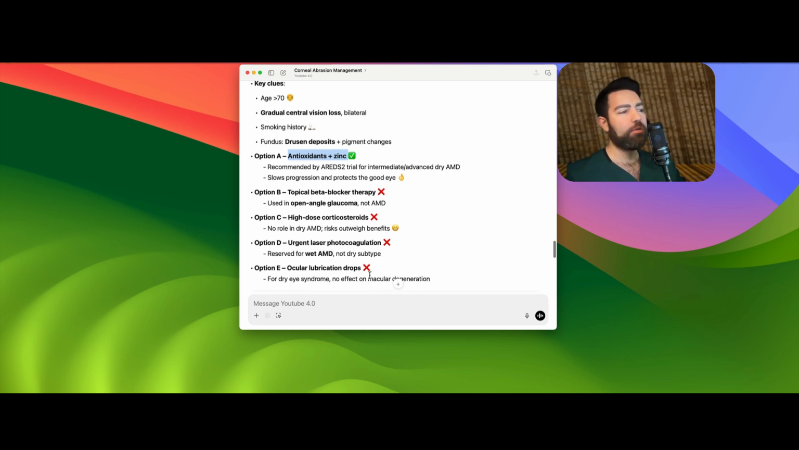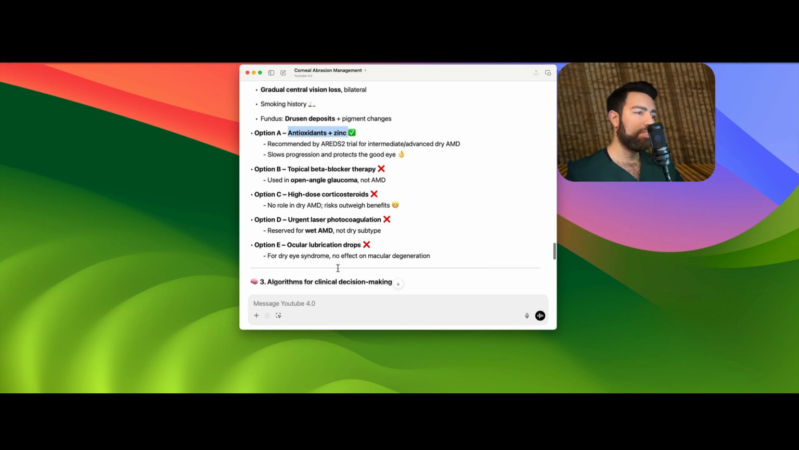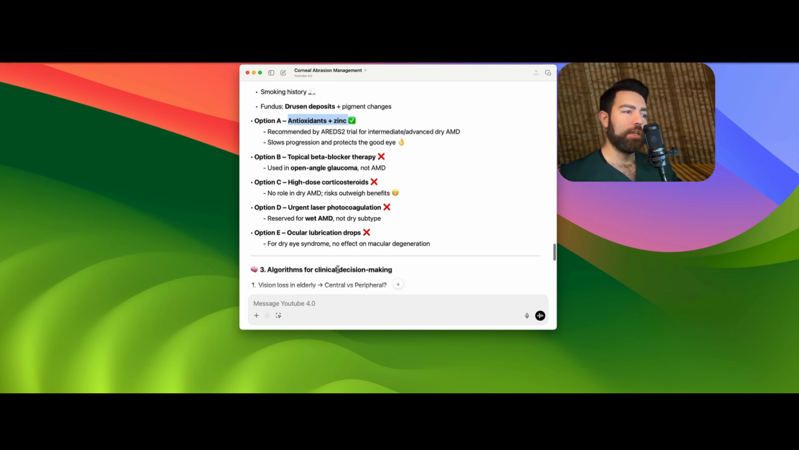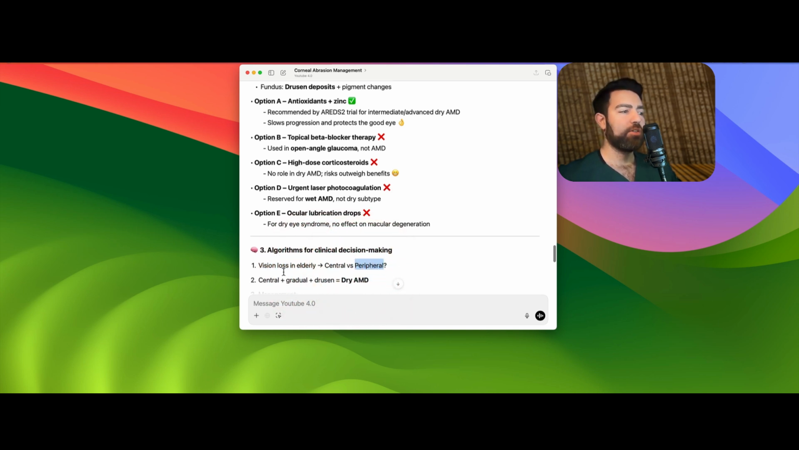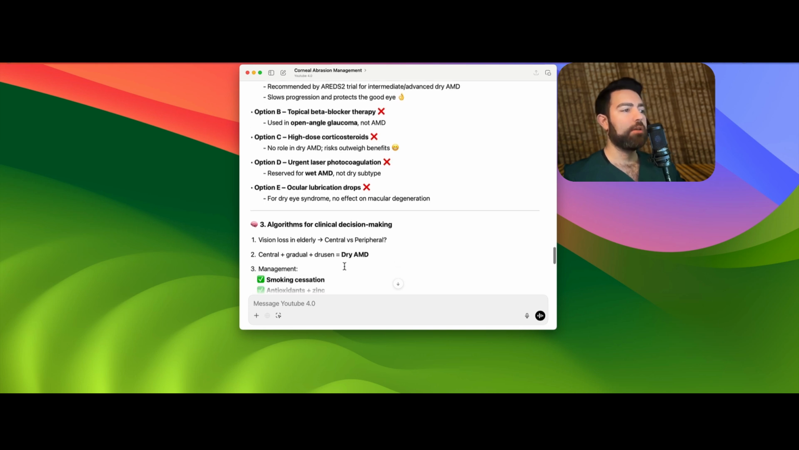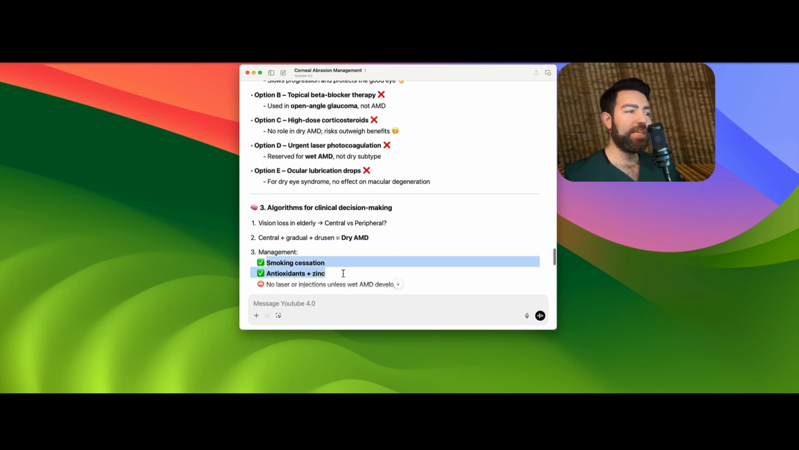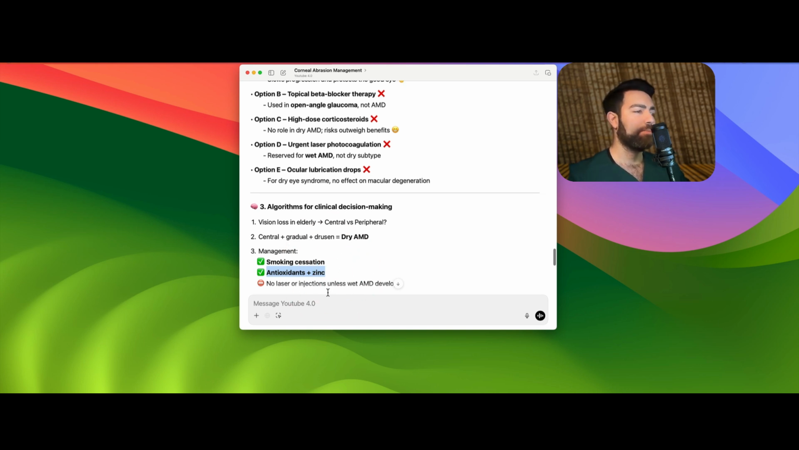So the algorithm for clinical decision making is to see vision loss in an elderly patient. Is it central? Is it peripheral? If it's central, gradual, and there are drusen deposits, think about dry AMD. Make sure to tell them to stop smoking. Take antioxidant plus zinc to prevent further damage. No laser or injection unless there is wet AMD.